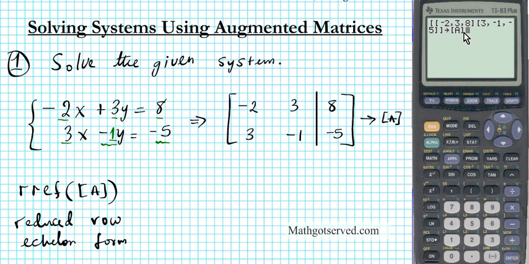That is going to store this matrix in A. I'll press enter again to confirm the entry. And you see how it creates a matrix for me? It looks just like this. -2, 3, 8, 3, -1, -5. This is matrix A. You're going to verify that that's the case.